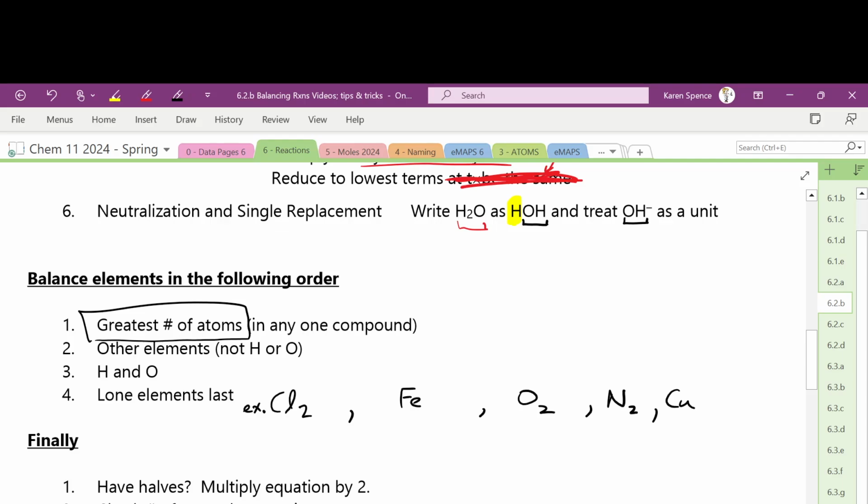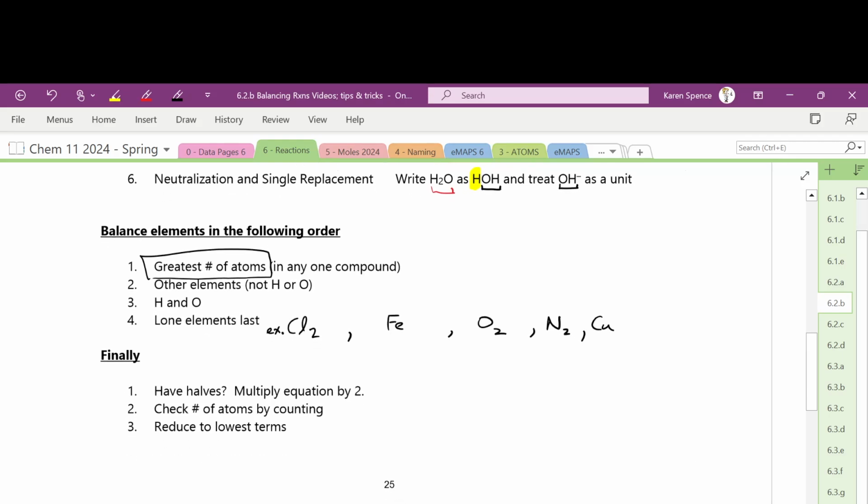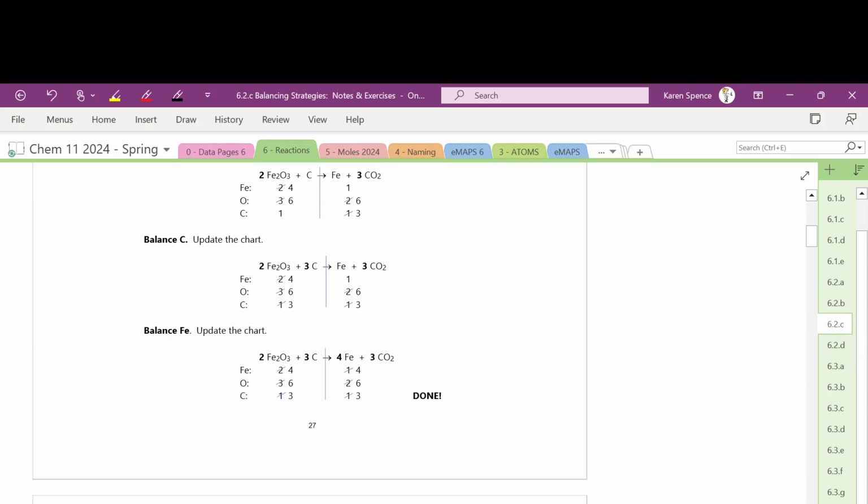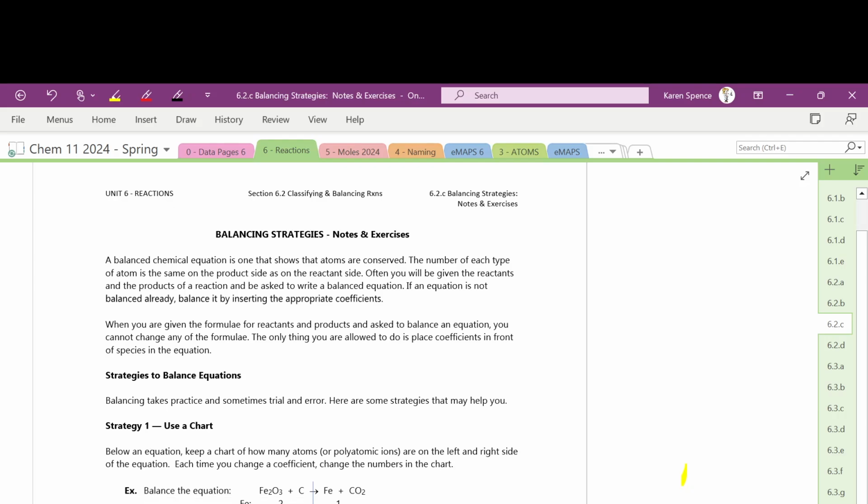Finally, if you have halves, you're going to multiply your equation by 2, check the number of atoms by counting, and reduce to lowest terms. There's a whole bunch of tips and tricks expanded here. You can read through them. I'm not going to read through them. We're going to move ahead to page 27.